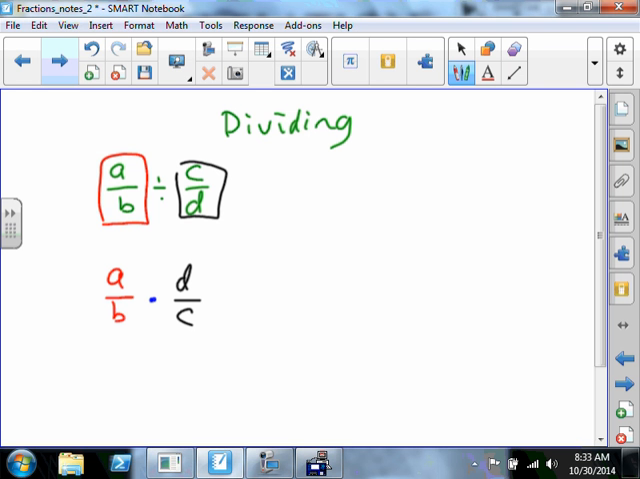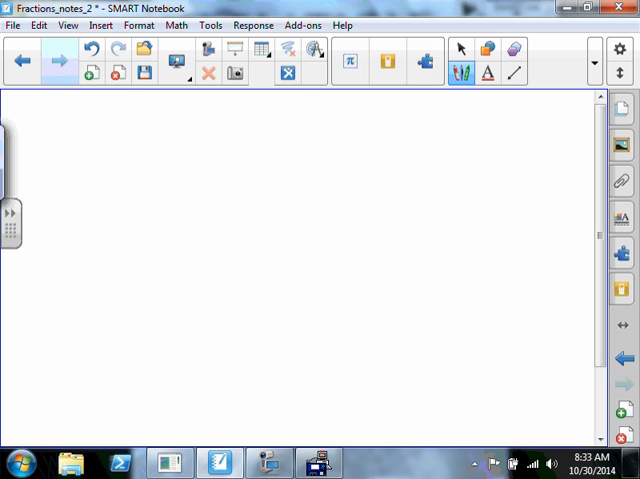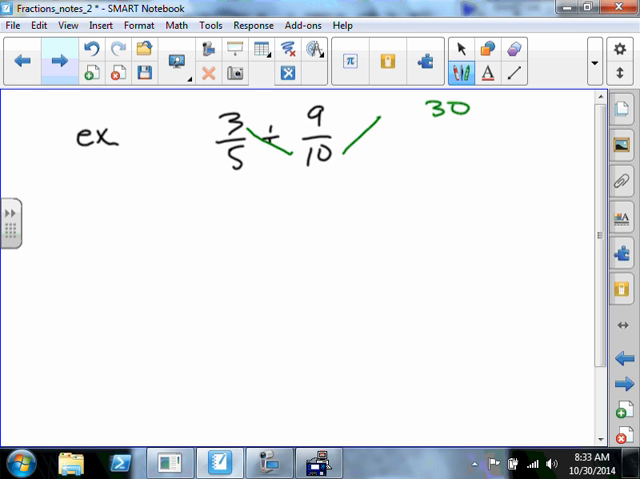Now, some people have shown you something really bad at one point in time. I've seen students in the past try to do this, and it's really confusing. So I'll quickly show you what they did. Here's an example. Let's go with 3/5 divided by 9/10. What some people do is they say, boom, boom, it's 30. And then boom, boom, it's 45. And then they say that's going to be 2/3. That's horrible. They shouldn't have shown you that.